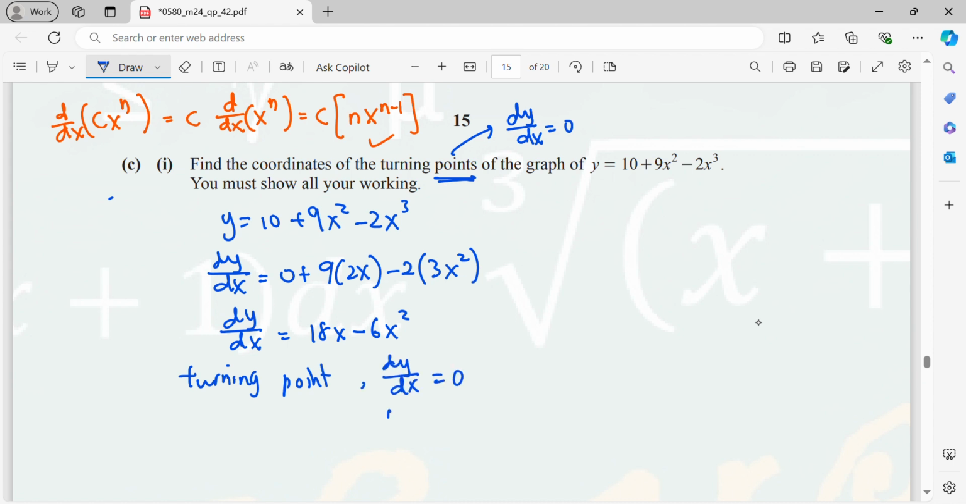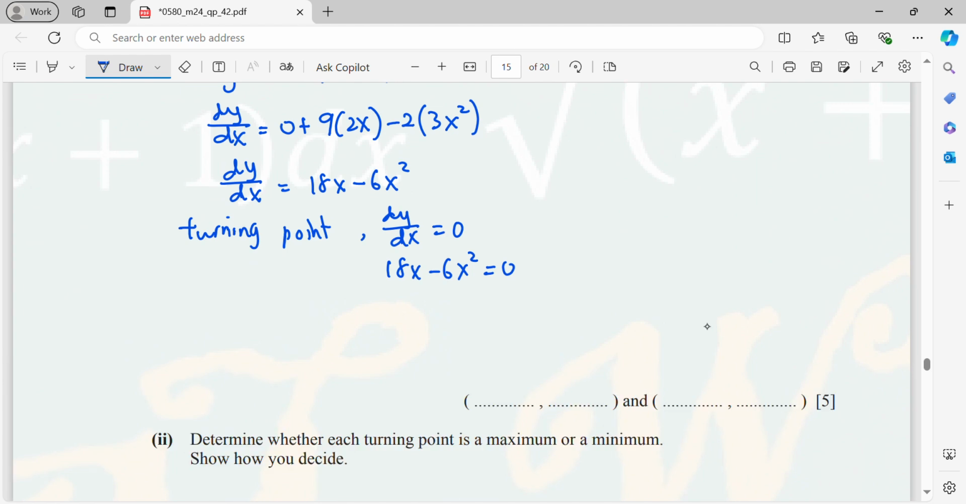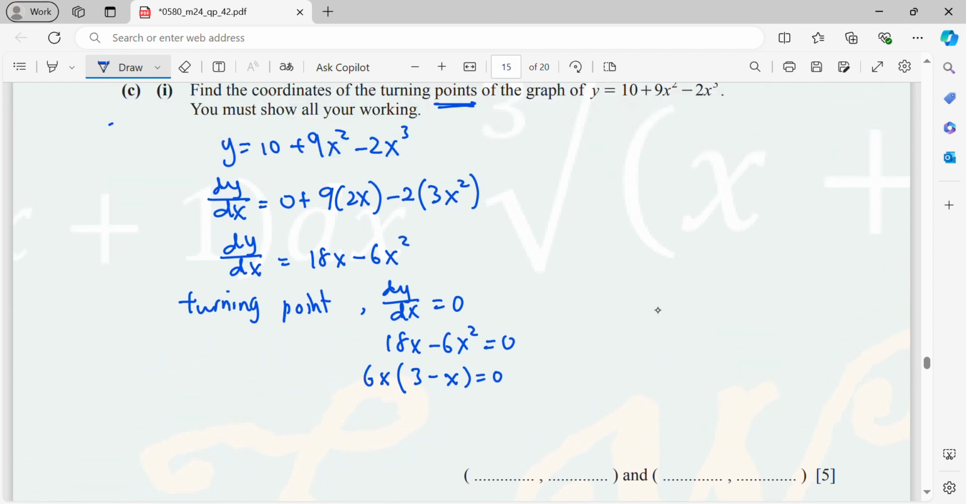Which means now 18x minus 6x squared equals 0. So the common term is basically 6x. Factorize the common term, then you get 6x(3 minus x) equals 0. Okay, so then from here, I will say either 6x equals 0 or 3 minus x equals 0. That means either your x is 0 or your x equals 3.